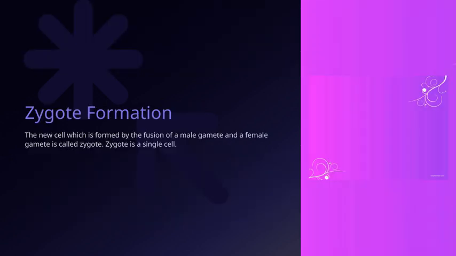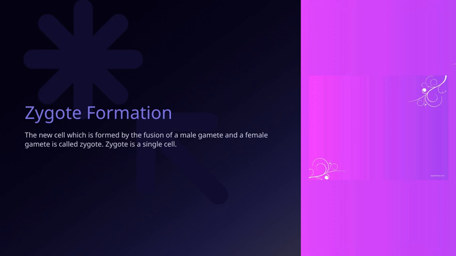Now, let's talk about what happens right after fertilization. When a male gamete, which we often call a sperm, fuses with a female gamete, also known as an egg, they combine to form a new cell called a zygote. This zygote is essentially the very first cell of a new organism.